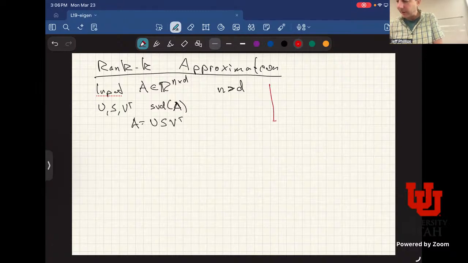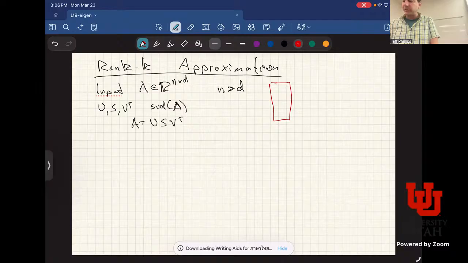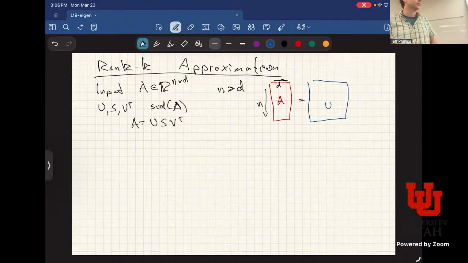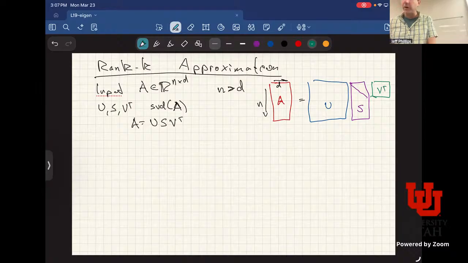Again, I like to think of these as rectangles so I can keep the dimensions straight in my head. There are N rows and D columns in this matrix A. When I do the decomposition, I'm multiplying by an orthogonal matrix U, which is square, N by N. Then a rectangular matrix S, which only has interesting stuff on the diagonal. And then another square orthogonal matrix V transpose, which is smaller, only D by D.